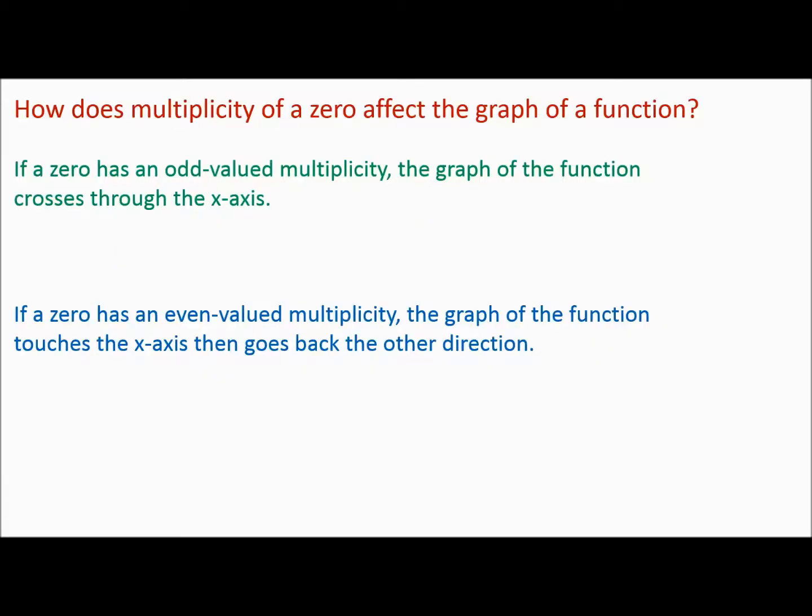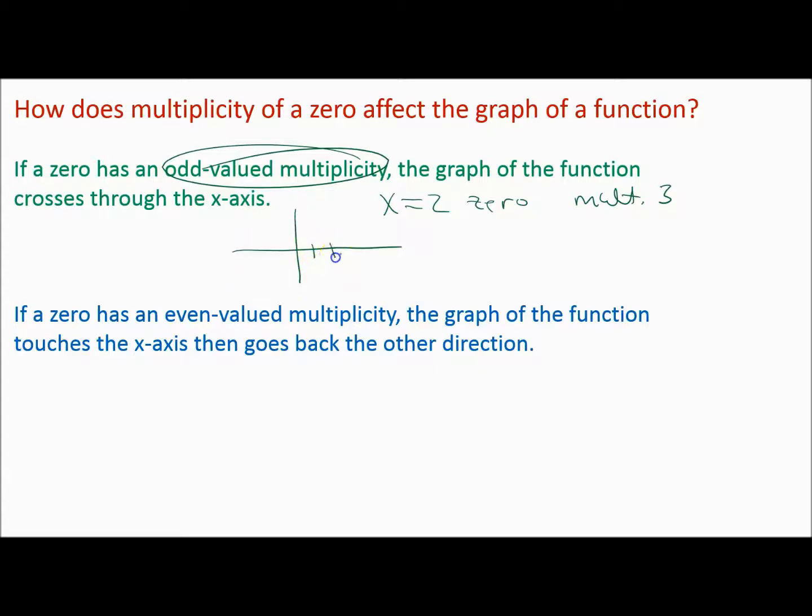So now I want to show you how multiplicity affects the graph of a function. If a 0 has an odd multiplicity, what that means, if a 0 shows up 1 time or 3 times or 5 times, so the multiplicity is an odd number, then the graph of the function crosses through the x-axis at that point. So let's just say x equals 2 is a 0, and let's say the multiplicity of that 0 is 3. So you would have x equals 2, x equals 2, x equals 2. It shows up 3 times.